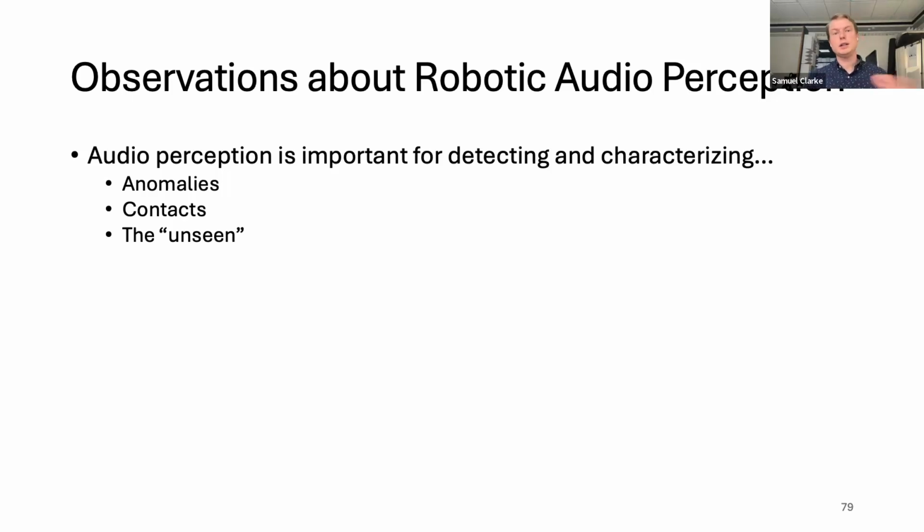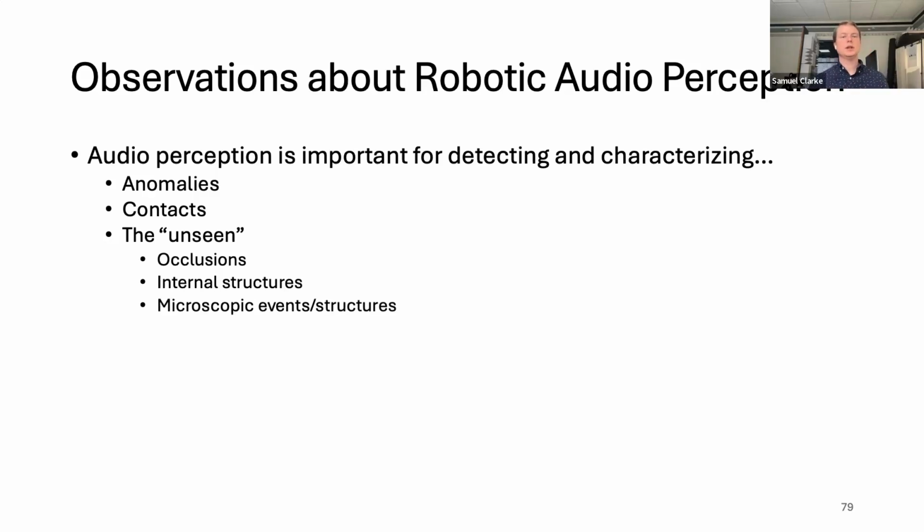Now, the unseen can be unseen for a few different reasons. One can be occlusions, where light doesn't necessarily travel through occluding objects. We have diffraction for audio, which allows us to still hear things despite occlusions that would be the end of the story for perceiving things through vision. It also is helpful for characterizing internal structures, which are similarly occluded. It can determine if an object is full or empty, or if there's something broken inside an object. It also is able to characterize microscopic events or structures.